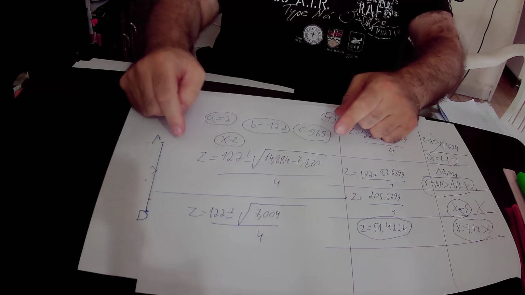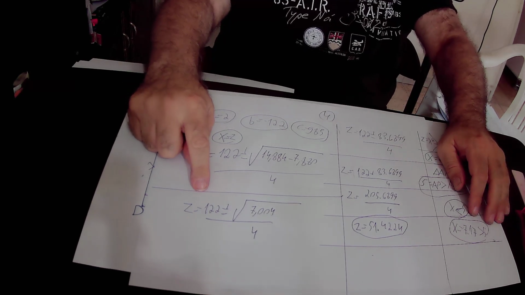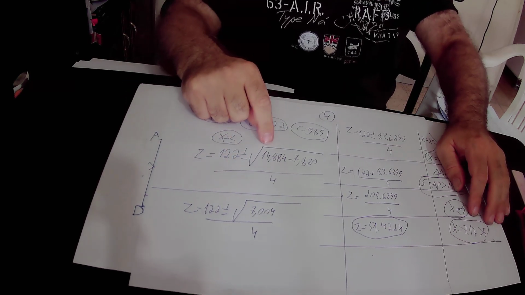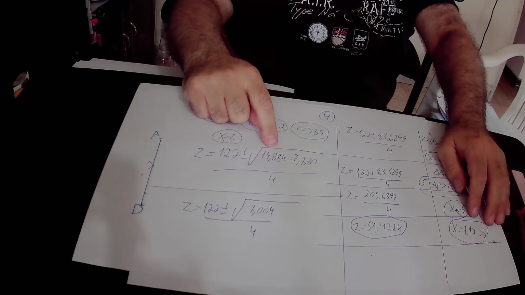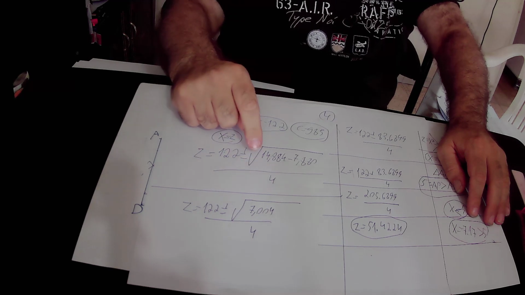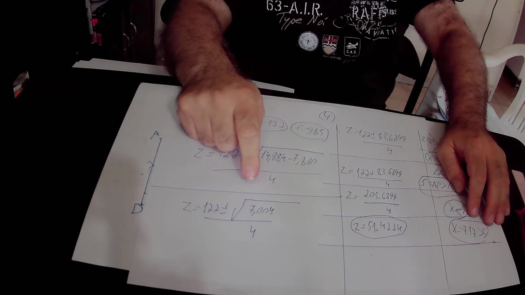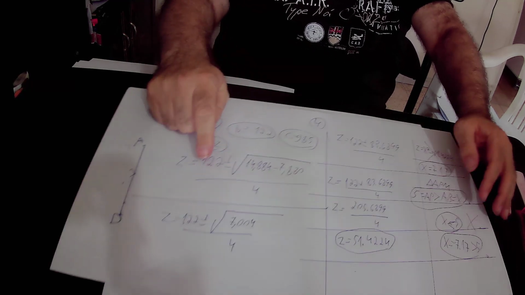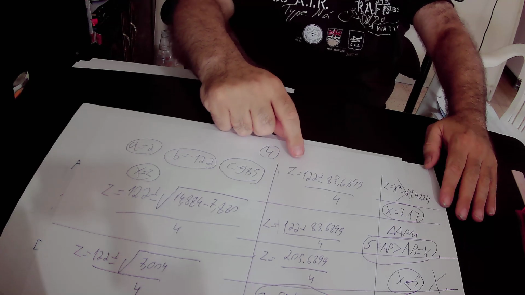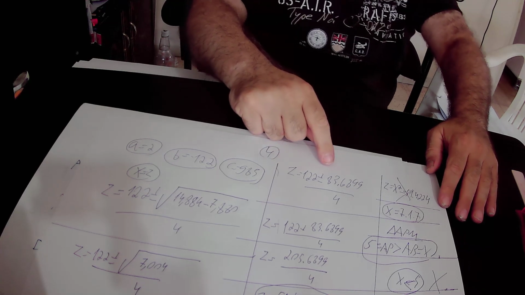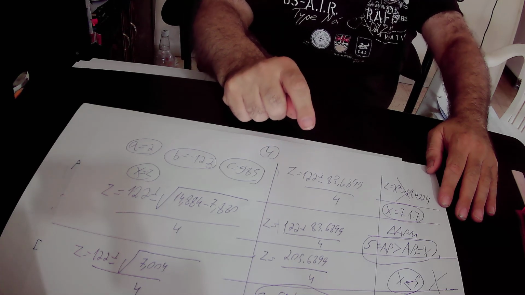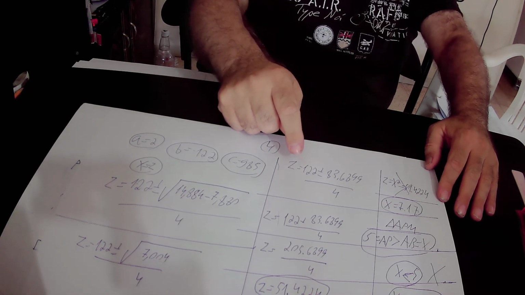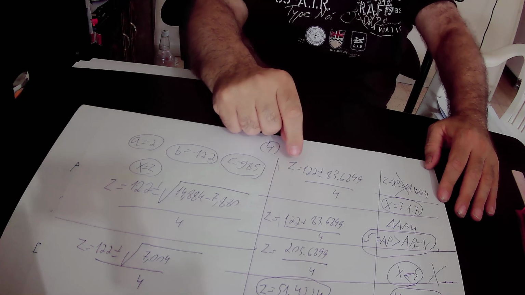A is 2, so 2 times a is 2 times 2, that is 4. So we found out that z equals 122 plus minus square root of 14,884 minus 7,880, which is 7,004. So inside the root we are left only with 7,004 divided by 4. So z equals 122 plus minus 83.6899 over 4. Here we will have two solutions that are possible for z.